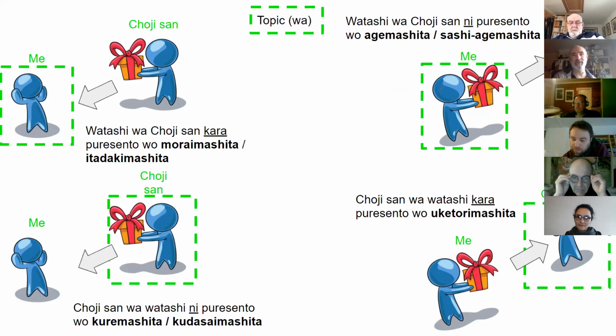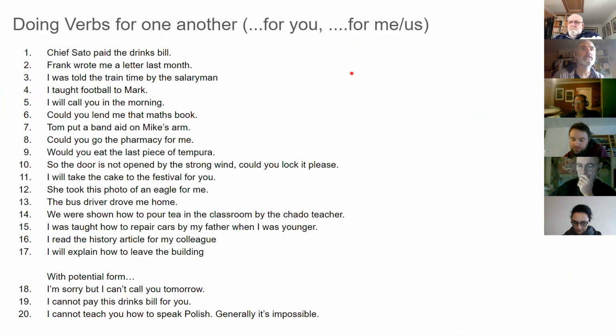But to be honest, I've never really heard this being used since learning Japanese. I spoke to Choji-san, who is the person here, about this on Sunday, and he said, we don't really use this. We use agemashita, moraimashita, and kuremashita, kudasaimashita, and of course, itadakimashita. So we use these three situations, but we don't really use this one. Okay, that's all right. Any other questions, guys? Right, let's move to the next page.